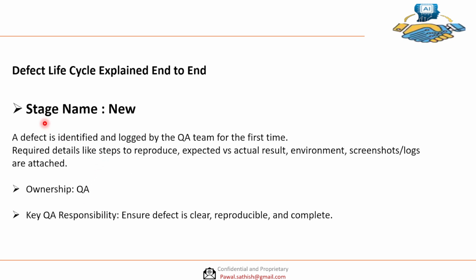If you see the defect life cycle, the first stage is New. A defect is identified and logged by the QA team for the first time. When the QA team is raising defects, we need to provide the steps to reproduce, expected versus actual results, environment details, screenshots, and logs. All these things we need to provide as part of the defect. The ownership is QA, and they ensure the defect is clear, reproducible, and complete.